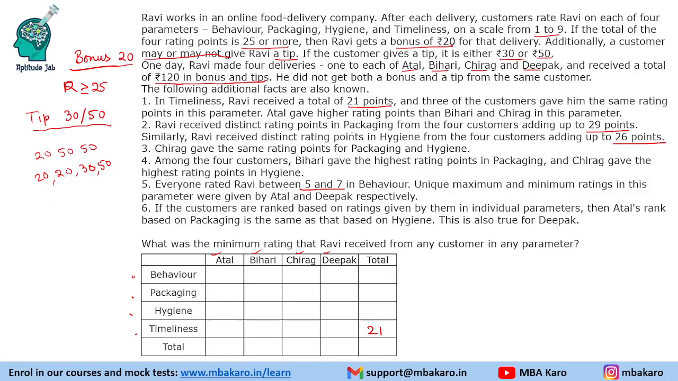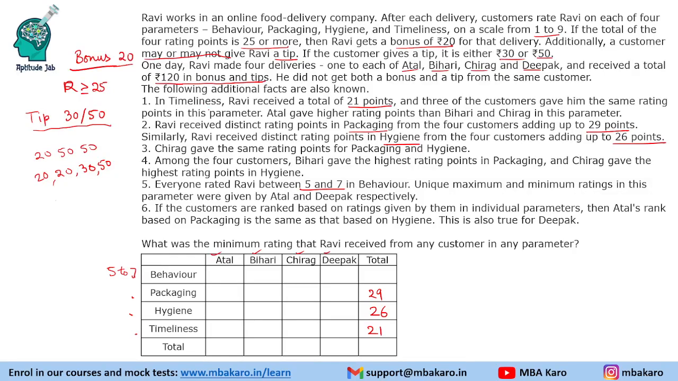In packaging, he gets 29 points. Read the remaining part later. Hygiene, 26 points. So these are some of the factors that help you solve sets fast if you look out for numbers in the range. Then we are given that everyone rated Ravi between 5 and 7 in behavior. So behavior is between 5 and 7. These are the conditions given. Now we will read these conditions in detail and fill the values.